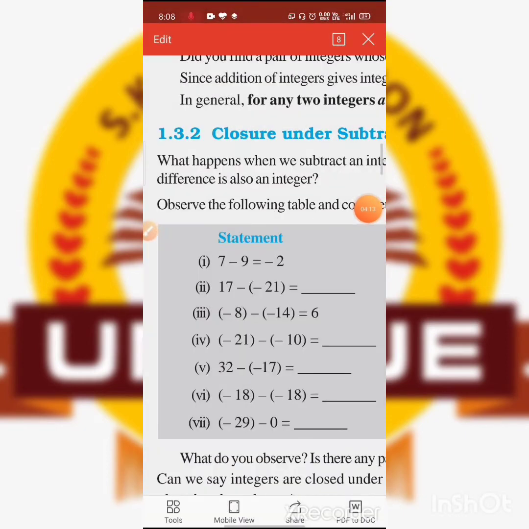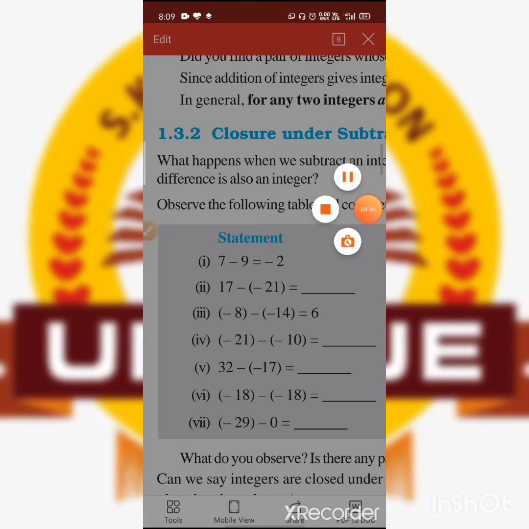Let's take another example. Here is the second one: 17 minus, in bracket, minus 21. 17 is a positive integer, and minus 21 is also an integer, but a negative integer. If we do the subtraction between them, first the bracket is opened, then minus minus becomes plus, and the next step would be 17 plus 21. So the answer would be 38.